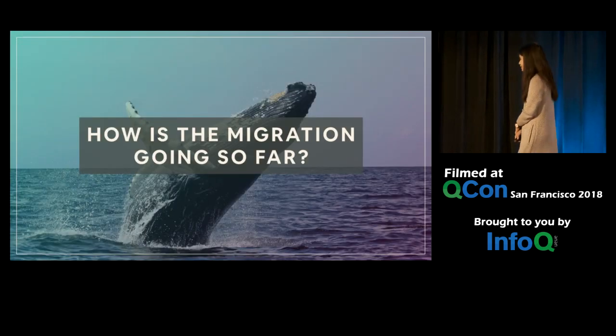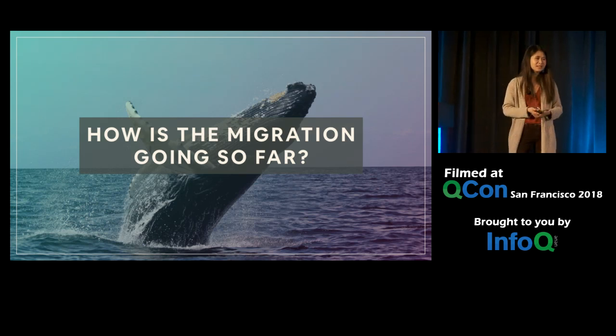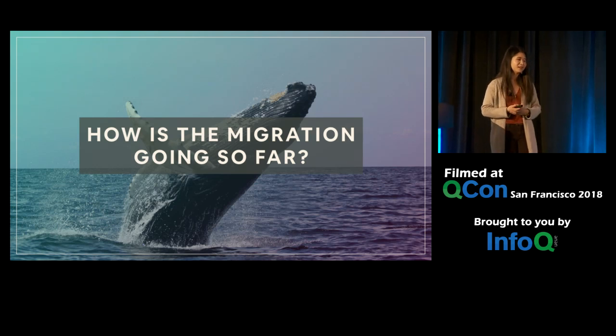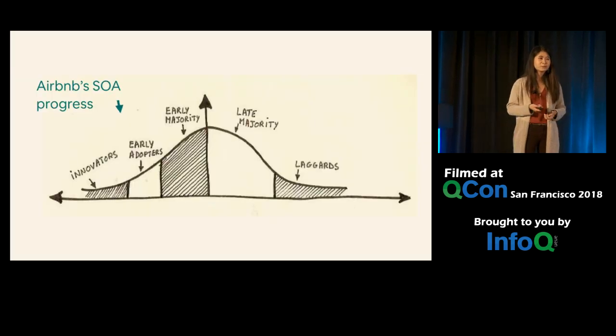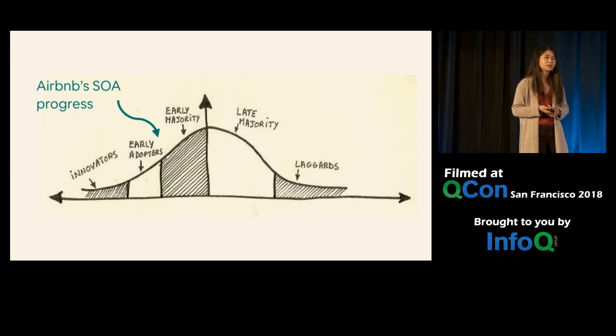This seems like a lot of work, so how is the migration going so far? Humpback whales have the longest migration path of all mammals. Similarly, the Airbnb migration path is long, and we're not quite done yet. We're actually in the early stages, but we've seen a lot of great results so far.